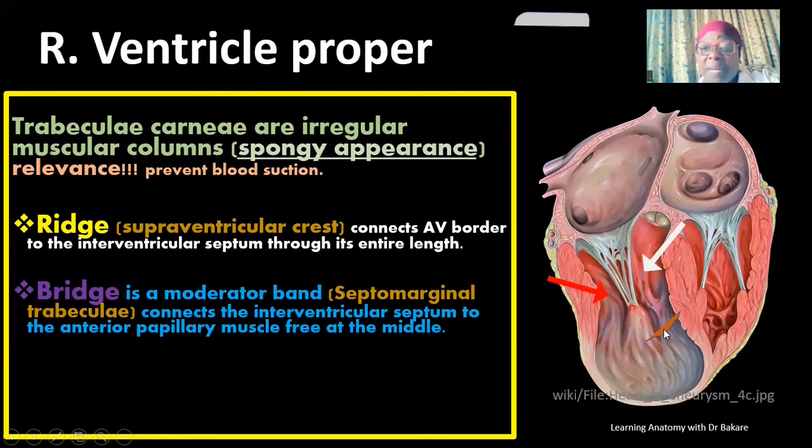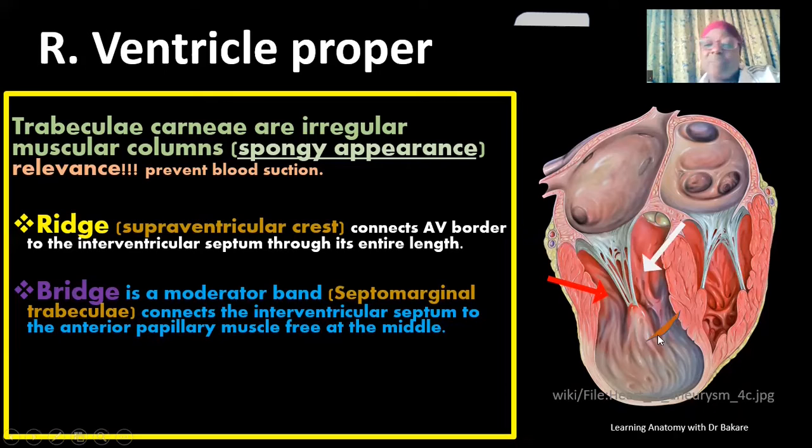They are called the moderator band because they are part of the conducting system of the heart, because they allow the passage of the atrioventricular bundles. Where they connect, you see them running from the interventricular septum down to the anterior papillary muscle. This is the papillary muscle. We'll get to the papillary muscle as we go through this slide, but this is the anterior papillary muscle, where the septomarginal trabecula connects to the interventricular septum here. And this is the way it runs, taking a perpendicular course to connect these two regions together.